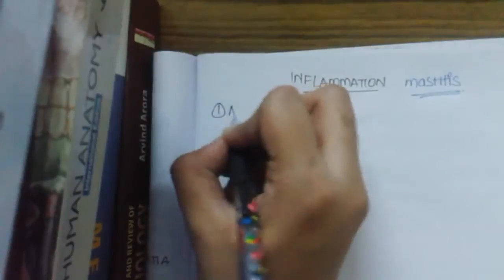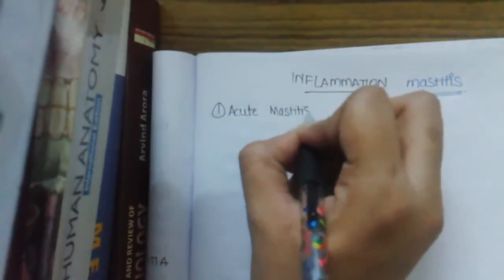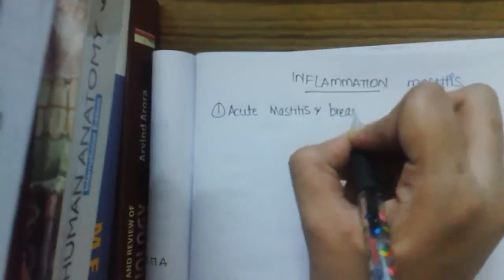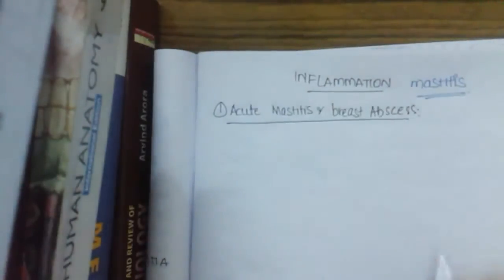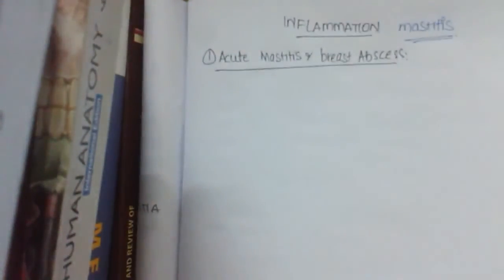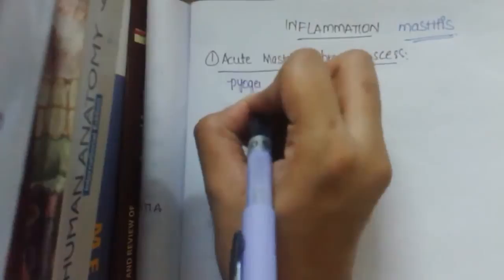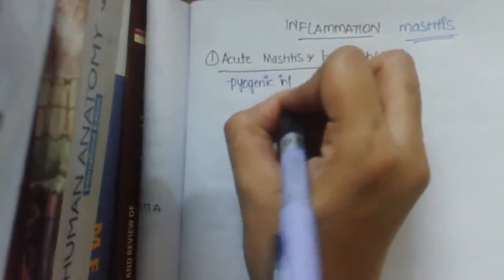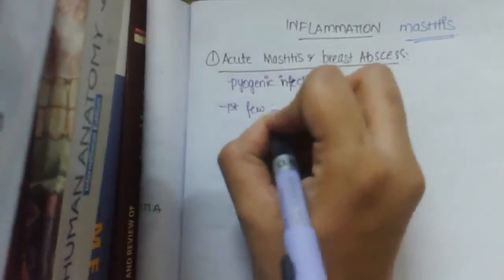The first one we would learn here is acute mastitis and breast abscess. This acute mastitis is mainly caused by a pyogenic infection. It is mainly a pyogenic infection. This is caused during the first few weeks of lactation.